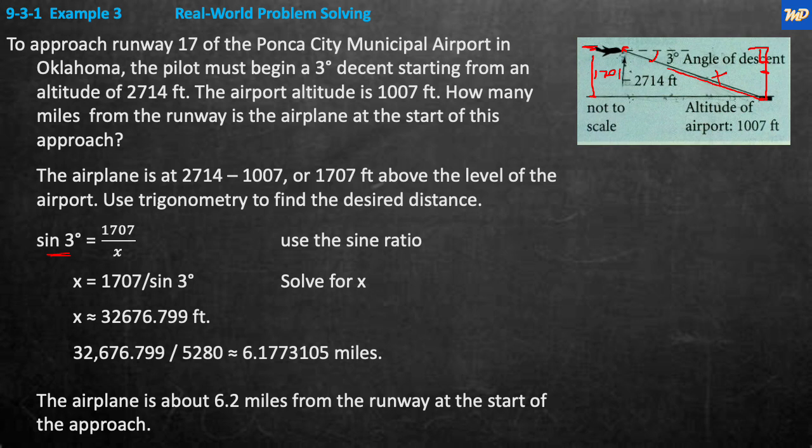Well, if we take that and divide it by 5,280, that's the number of feet in a mile, we'll know that we have 32,676.799 divided by 5,280. We're going to get approximately 6.1773105 miles. So the airplane is going to start its descent at about 6.2 miles from the runway at the start of the approach.